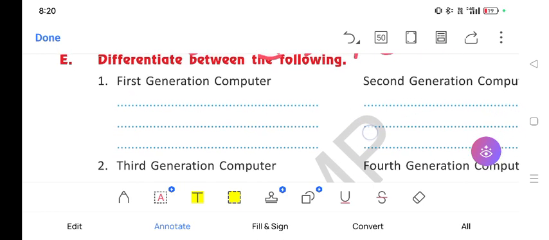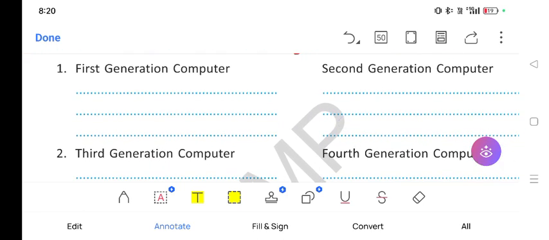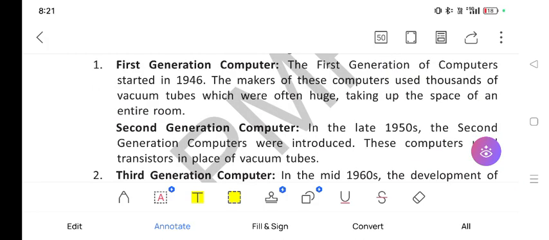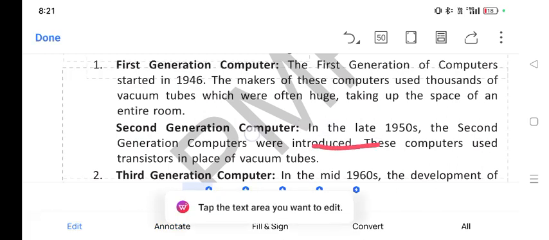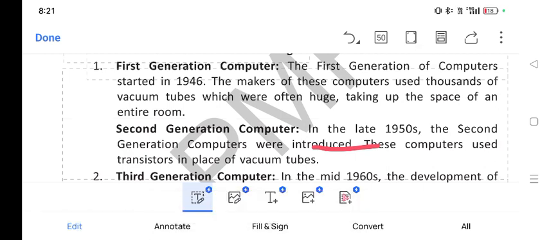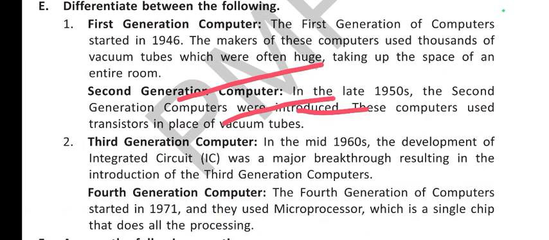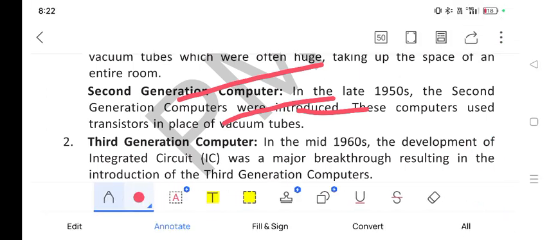Here you have to tell the difference between first generation and second generation computers. The first generation of computers was started in which year? 1946. The makers of these computers used thousands of vacuum tubes which were often used, taking up the space of an entire room. Second generation computer: in the late 1950s, the second generation computers were introduced.